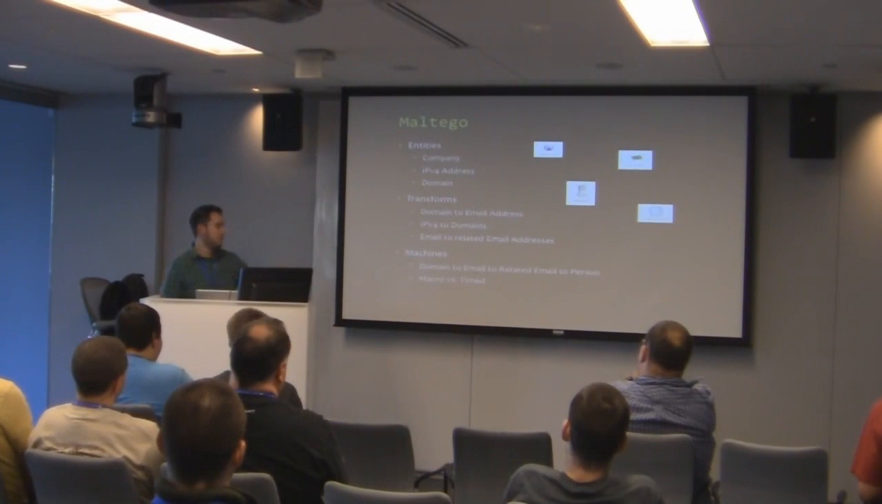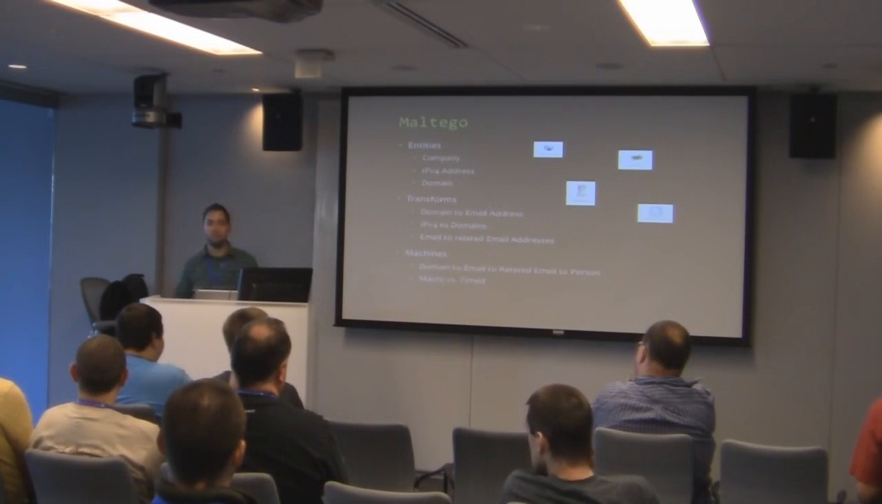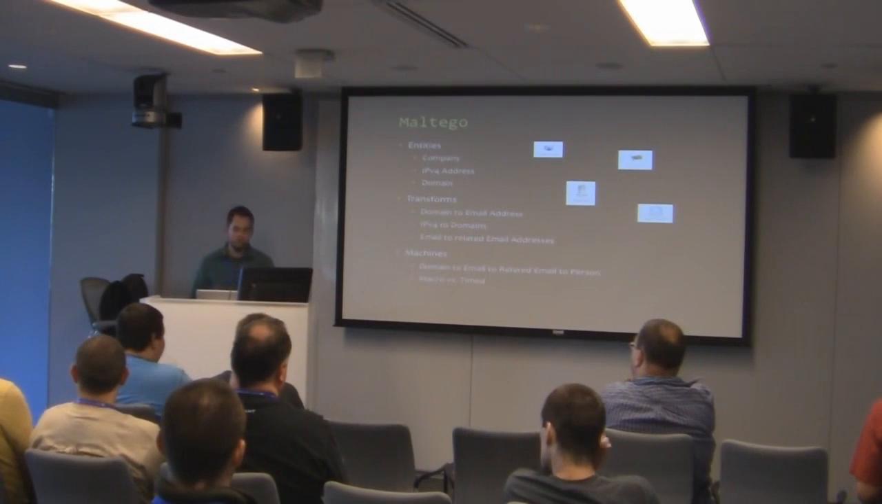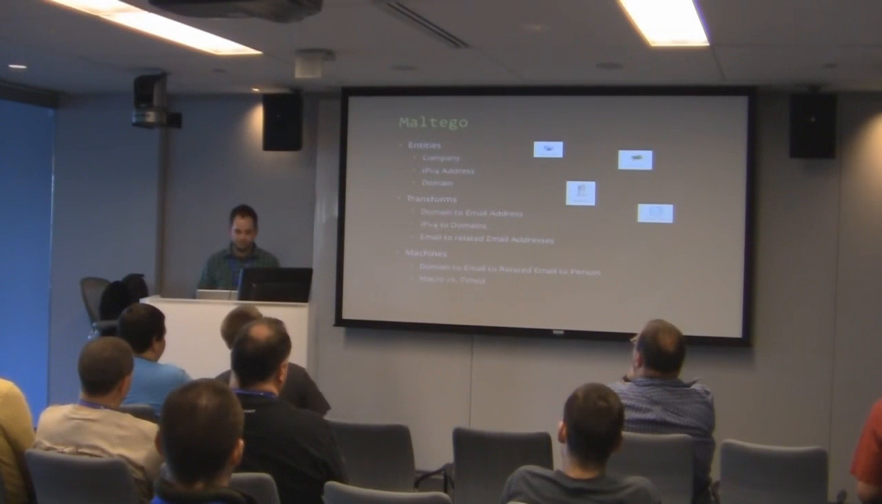Now these come in two basic flavors. One is macro, which is a one-time run. You can create a machine, select one or more entities, and then run it once. Or there are timed machines, which are good for automatically updating data. So for instance, if you're pulling somebody's Twitter feed, you can create a timed machine, and then on a regular basis, pull any updates to throw into the graph.